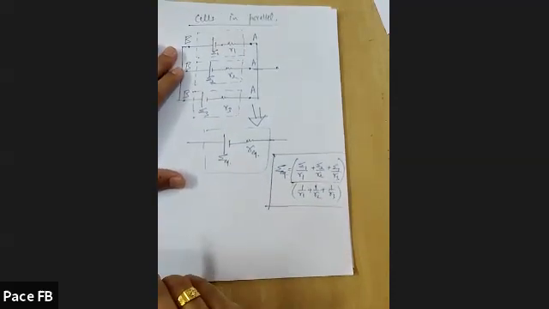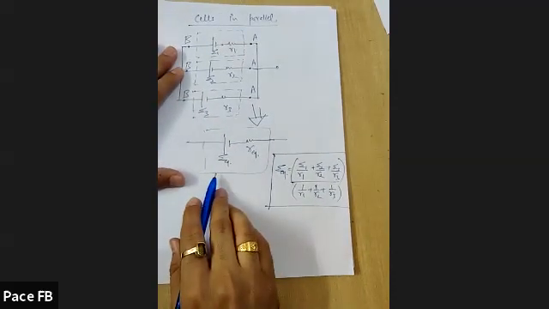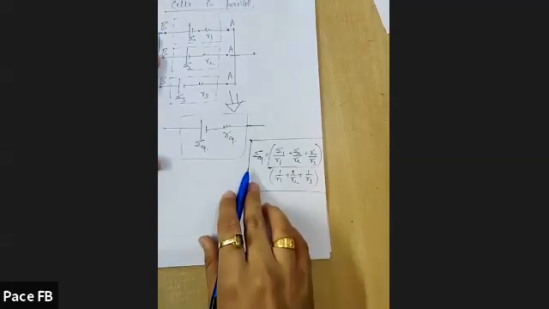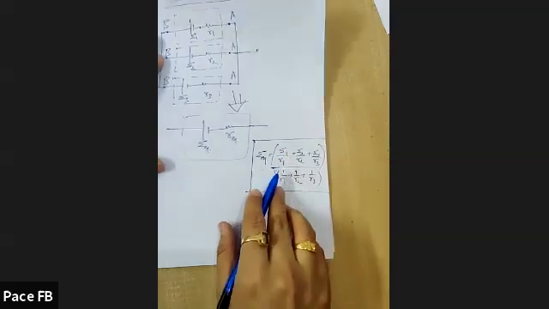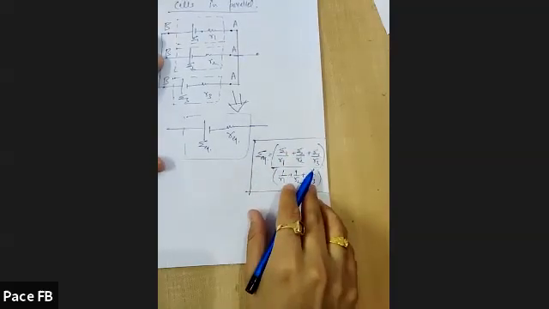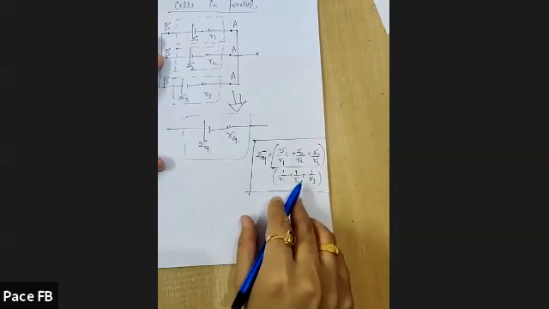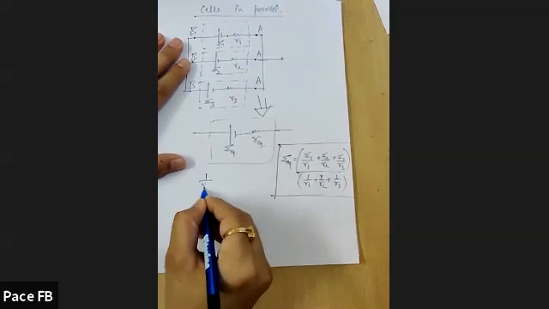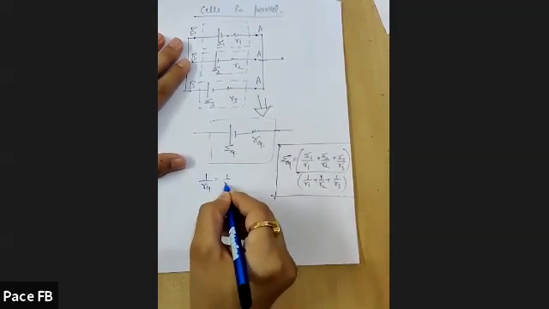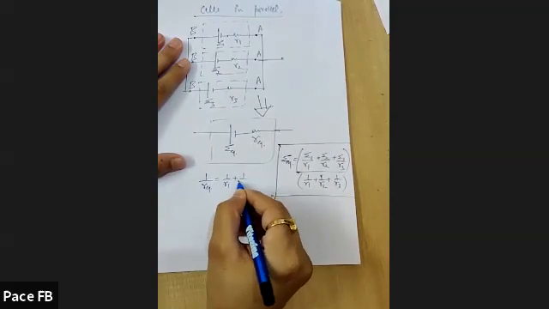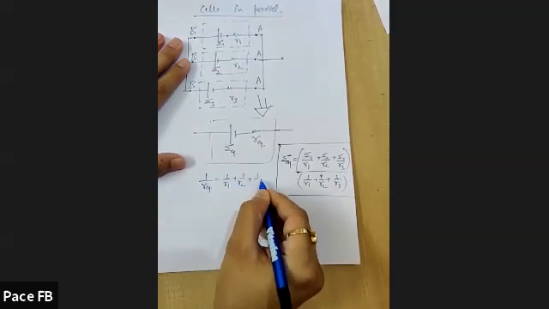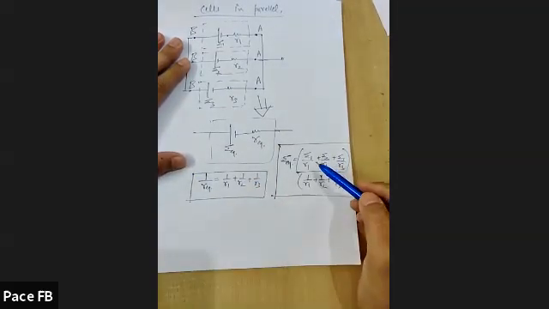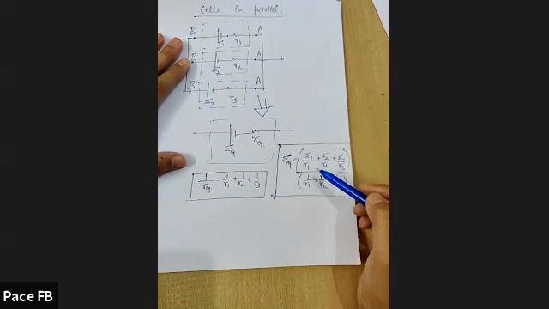Whenever cells are connected in parallel, how to find out EMF and internal resistance of the equivalent cell? EMF of the equivalent cell would be E1 upon R1 plus E2 upon R2 plus E3 upon R3, whole upon 1 upon R1 plus 1 upon R2 plus 1 upon R3. And how will you find out R equivalent? R equivalent would be the same parallel formula: 1 upon R equivalent is equal to 1 upon R1 plus 1 upon R2 plus 1 upon R3. Okay, how do we derive this formula? So there is one method.